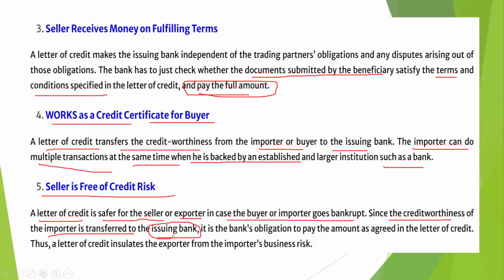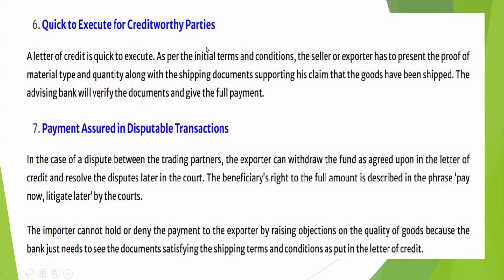So what will happen? All the obligations get transferred to the bank. So then the seller becomes free from credit risk. And it is the bank's obligation to pay the amount as agreed in the letter of credit. So the letter of credit insulates the exporter from the importer's business risk. So these are the important points that are related to letter of credit.